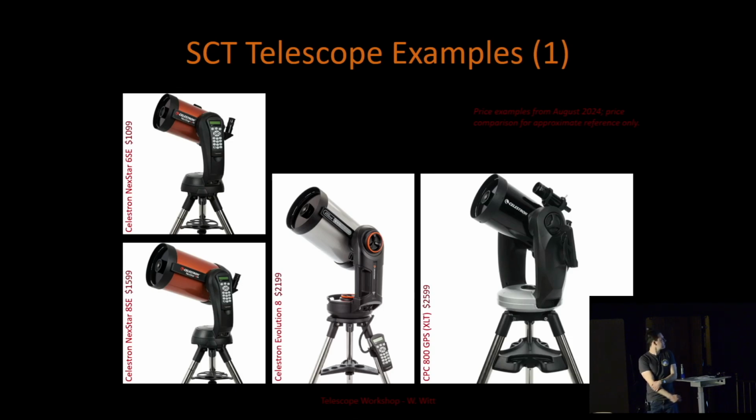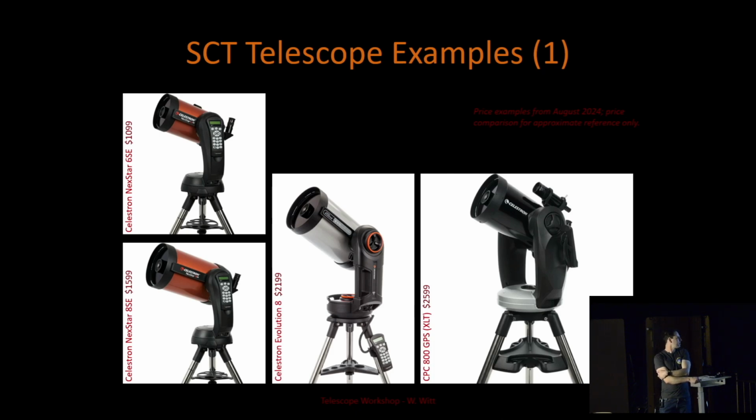And then SCT telescopes, again, more examples, more prices. This is the one that I have right over there. In 2024, this is the 6-inch version, so this is about $1,100. The 8-inch version is the one I have over there. It's about $1,600. They do this trick, the $99, $1,599. The $2,199 Celestron Evolution is the next step up from this. I think Wolf has the Evolution mount in that corner over there.